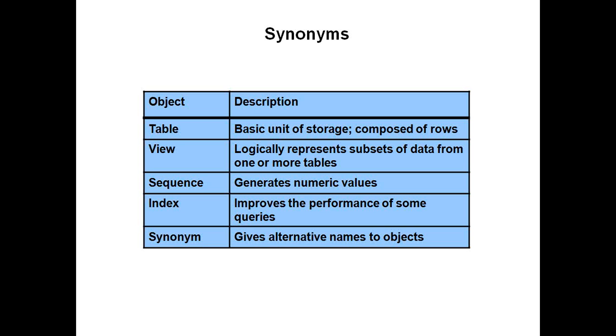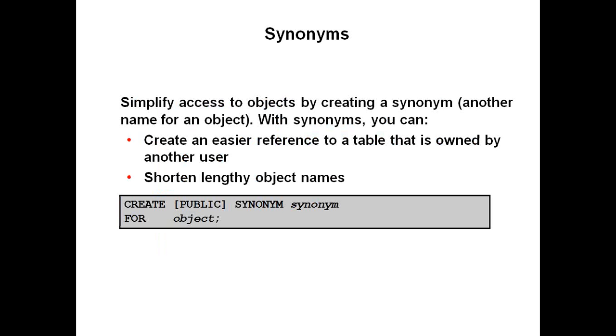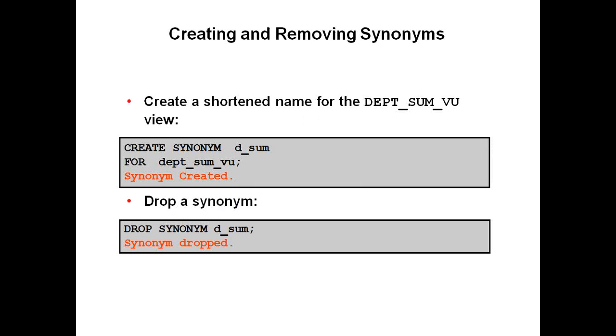So the next object we have is synonym. Basically, a synonym is nothing but an alias name to an existing object or existing table. The name itself is telling you: synonym means an alias name. Here you can see a synonym by the name d_sum was created for a particular view called dept_sum_bu.